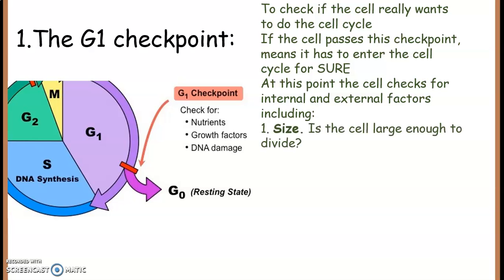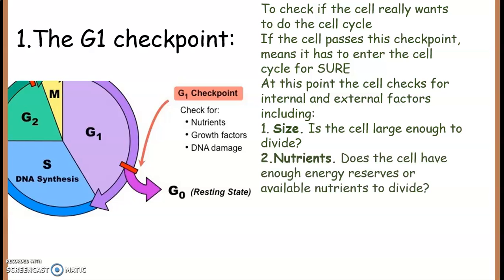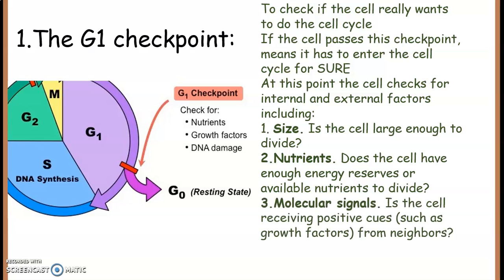So what does the cell check at this point? The size: is the cell large enough to divide? The nutrients: does it have all the energy reserves that it needs to undergo the cell cycle? The molecular signals, the signals that will induce it to progress to the next step. And the DNA integrity: the DNA should be in a healthy form with no damage so that it can proceed towards DNA synthesis in the next step. Once this is checked, we can proceed to the S phase of DNA synthesis.